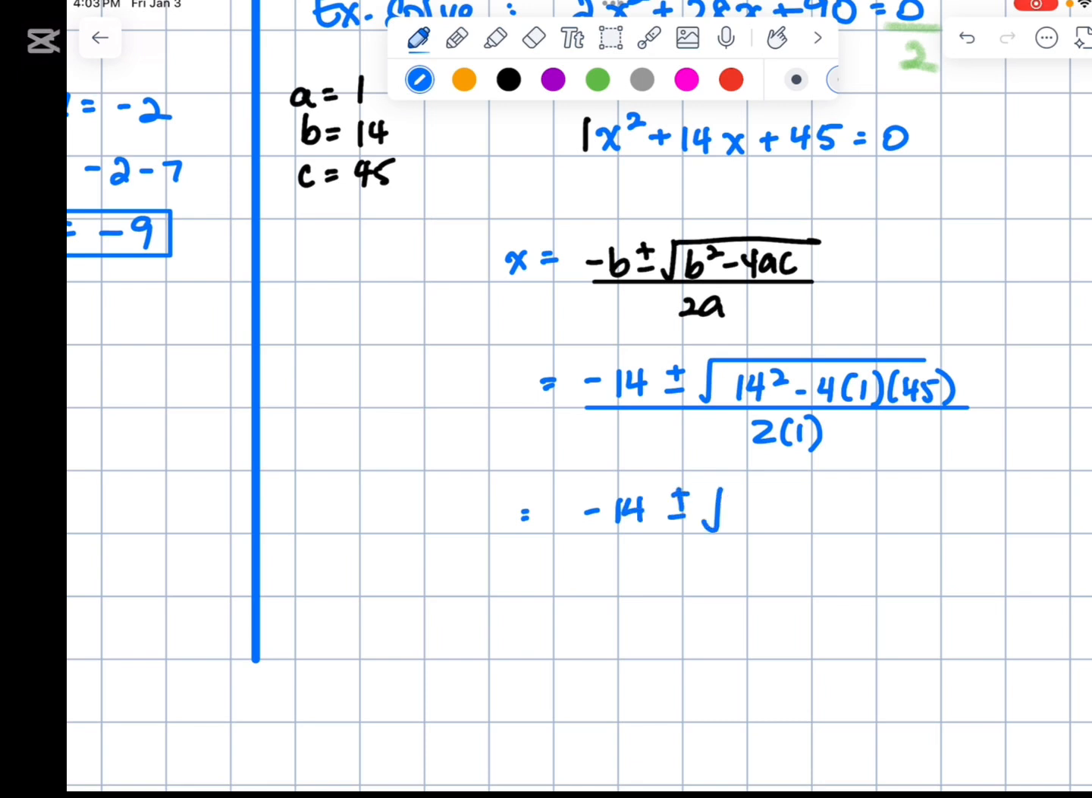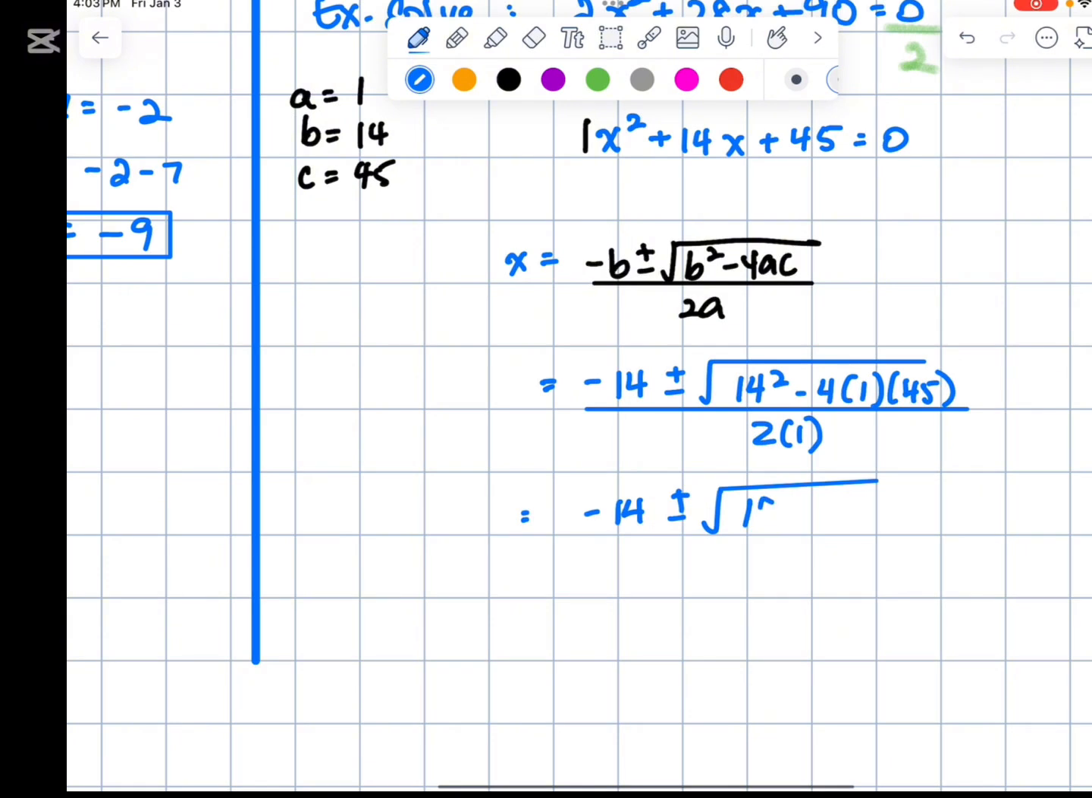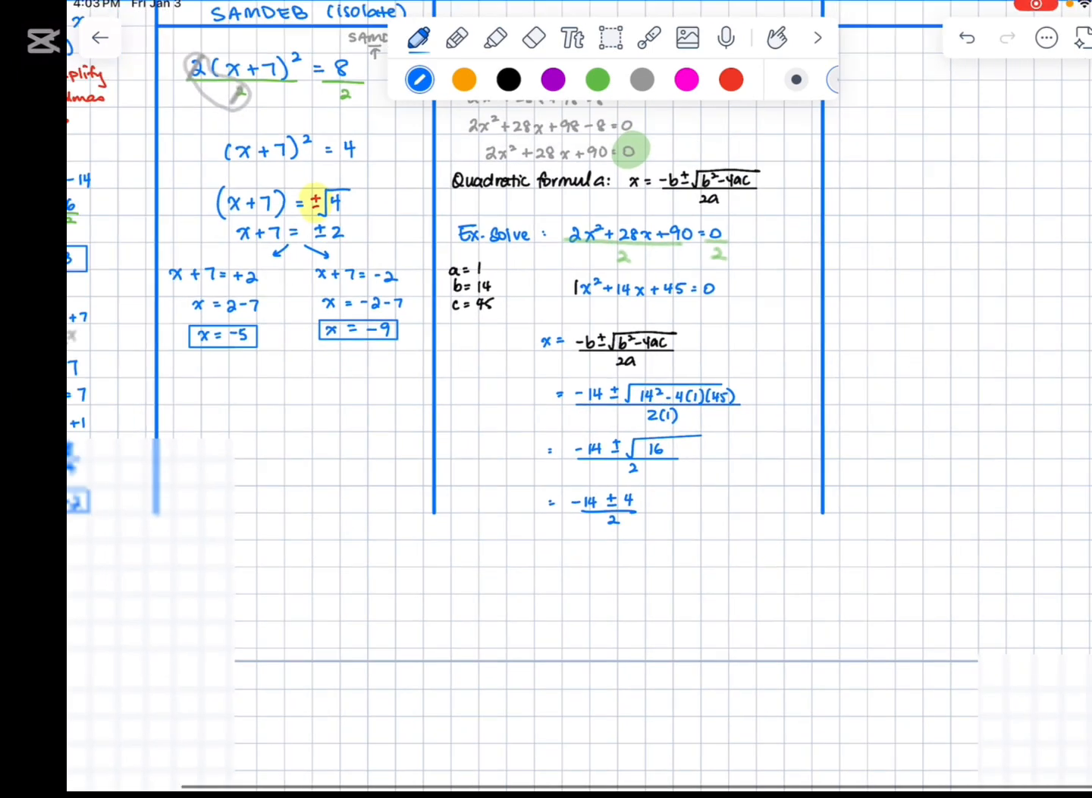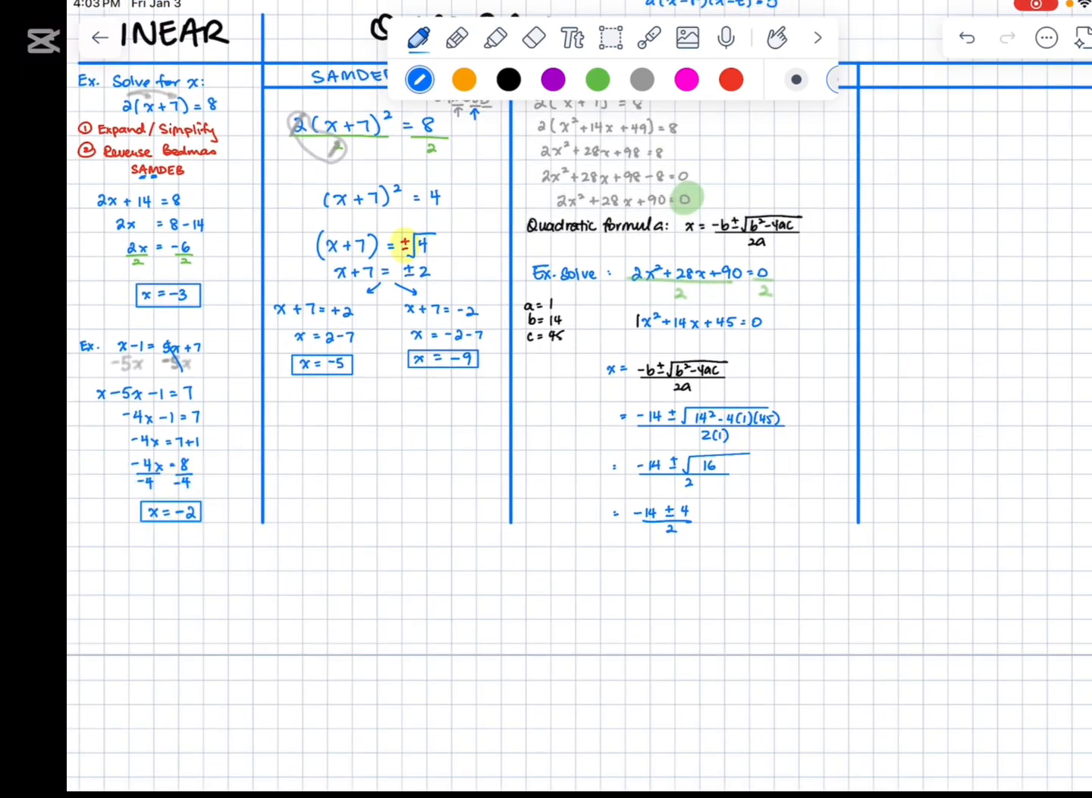When I punch this into my calculator, I end up getting 196 minus 180. If it's okay with you, I'm just going to write that as root 16. So I'm kind of skipping a step. Now, root 16 is just 4. So this is what my question turns into. And then again, what do I do with that? What do I do when I get to that step where I have the plus or minus? So I had that here, the plus or minus. I have it again here.